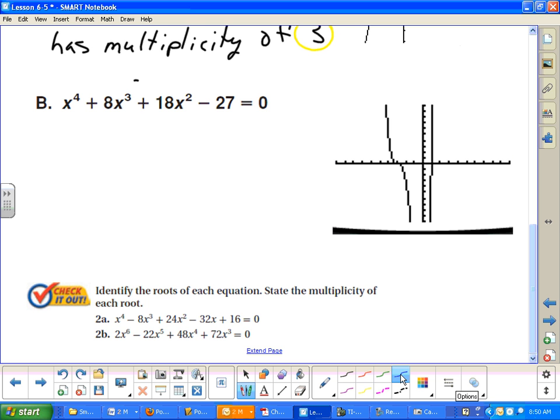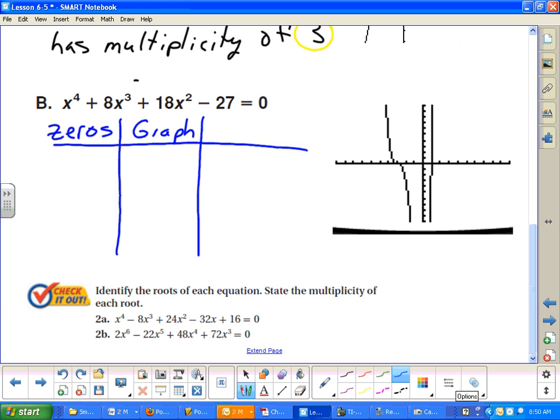And what we're going to do is we're going to make a little table to help us here. And we're going to tell what our zeros are, what the graph looks like, and then what the multiplicity is. The zeros, what the graph does at those zeros, or what it looks like at them, and then therefore what is the multiplicity going to be.